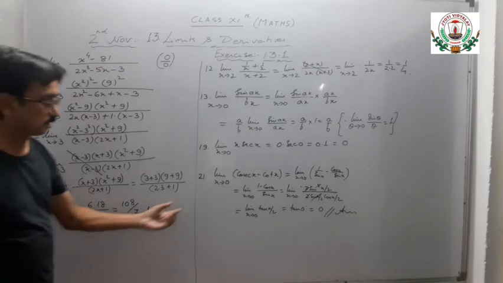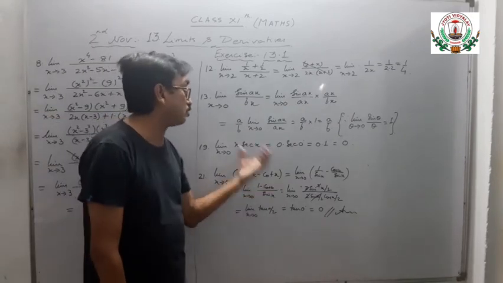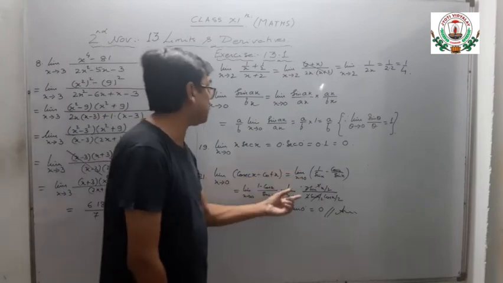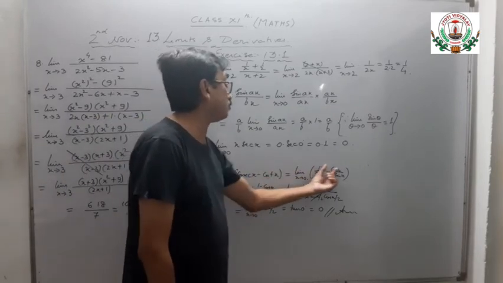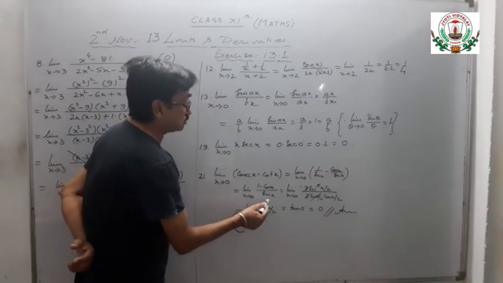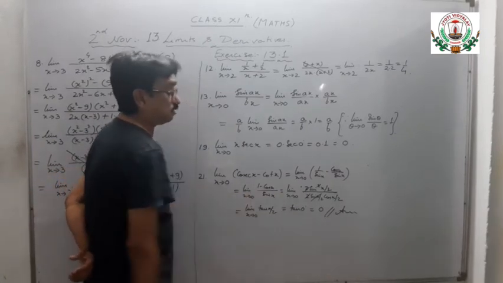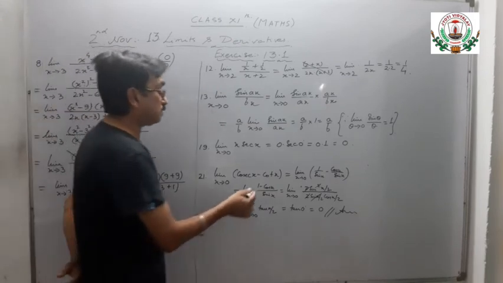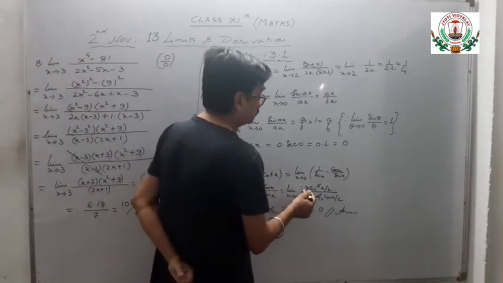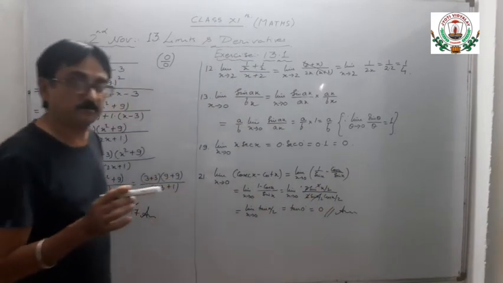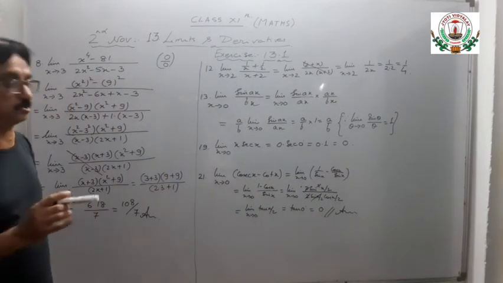21st question, limit x tends to 0 cosec x minus cot x. So limit x tends to 0, cosec x can be written as 1 by sin x, and cot x as cos x by sin x. When we take the LCM, limit x tends to 0, (1 minus cos x) upon sin x, and 1 minus cos theta is 2 sin square theta by 2. So 1 minus cos x is 2 sin square x by 2, upon, and sin theta is given by 2 sin theta by 2 cos theta by 2.